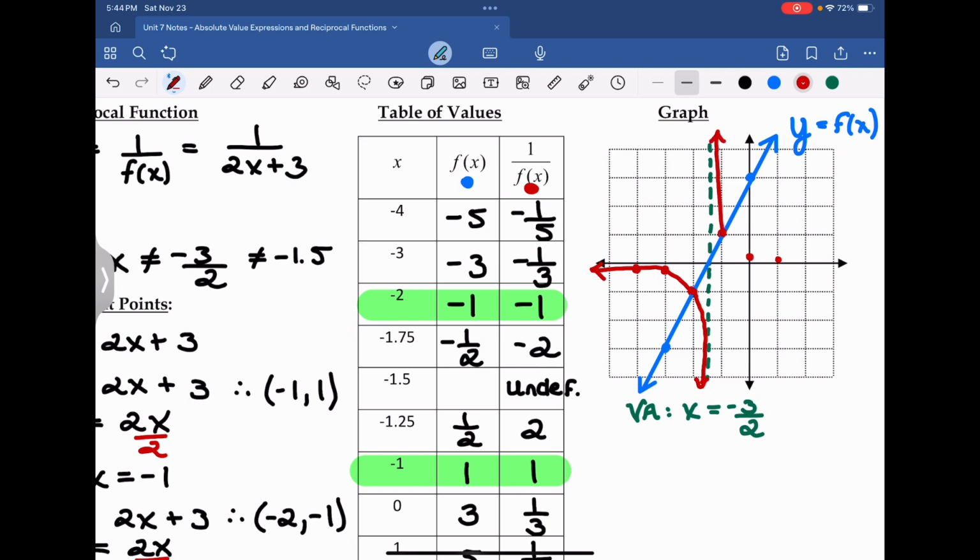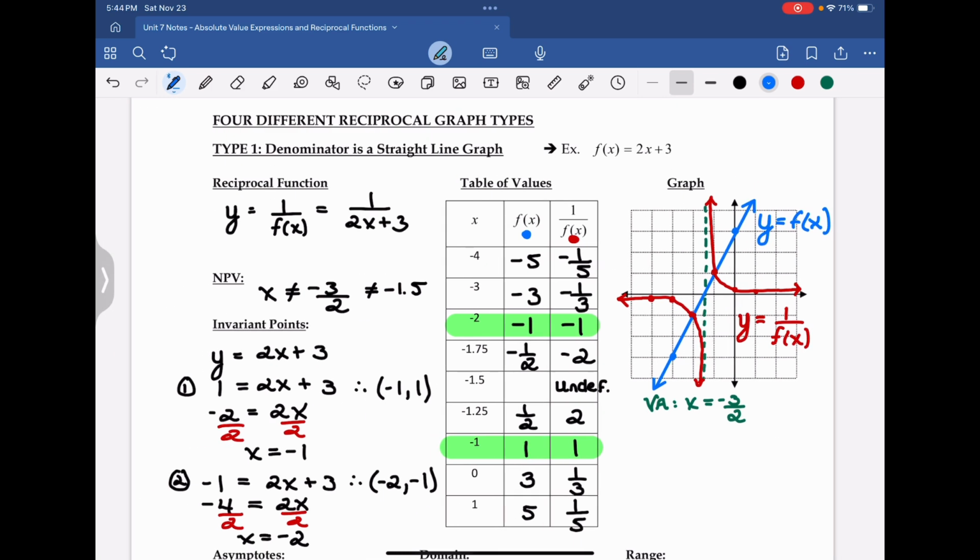I want to go up, up, up to positive infinity, and then I want to go down here and get very, very close to the x-axis, but not quite hit it. And this one in red is the graph that we consider to be our y is equal to 1 over f of x. Perfect. And then I'm just going to tidy this one up a little bit. This is our y is equal to f of x.